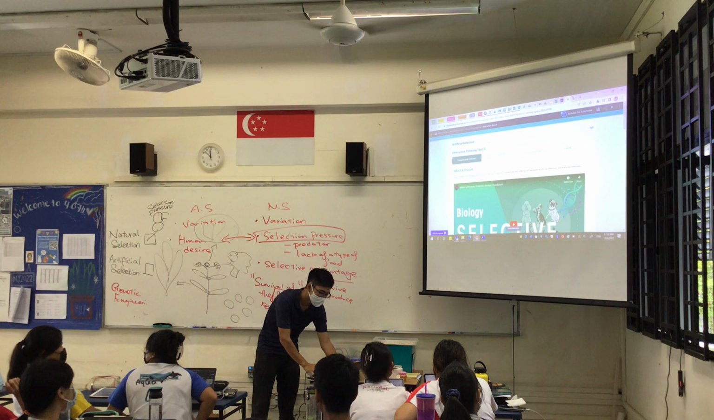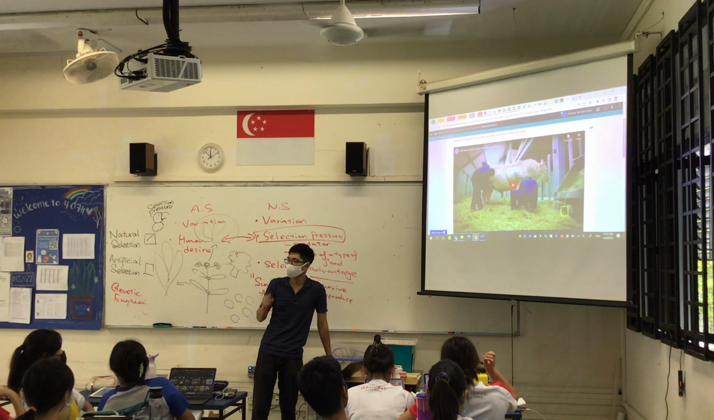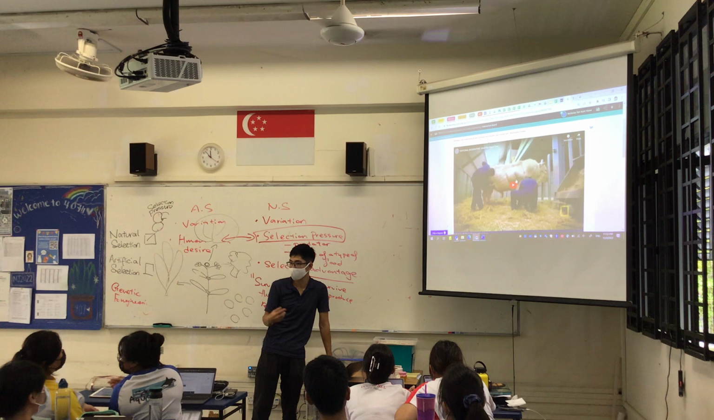To end off the lesson, I would like to share two videos. I'd like you to think, while artificial selection is good, at least to us, is it ethical to do it? I'm going to show you this super cow that humans have just kept breeding for muscles.